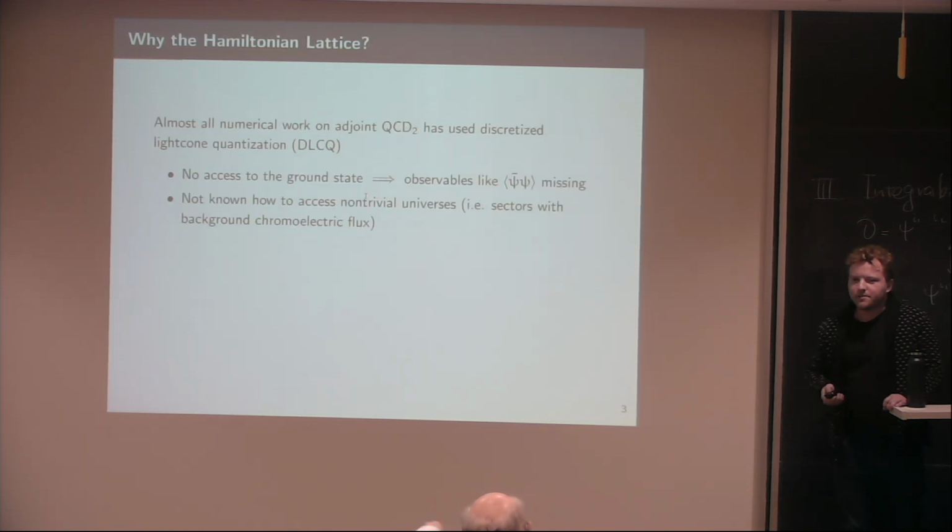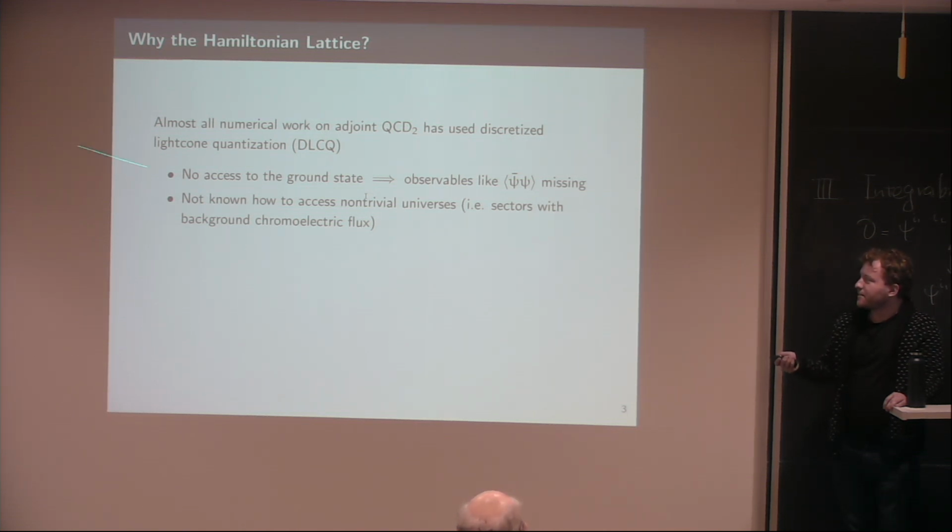So that's adjoint QCD. Let me motivate the Hamiltonian lattice formulation. Fedor told you a lot about DLCQ, which is another method that's been used for this theory going back to the 90s. And it is a great method, and it gives us a lot of interesting things, including, so far, the most precise estimates of the masses of bound states. But it has some severe limitations as well.